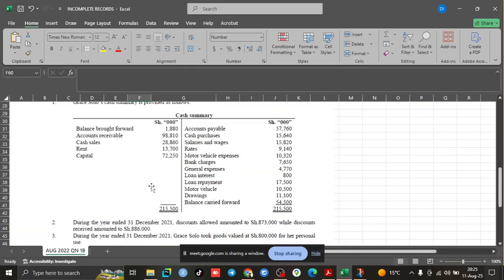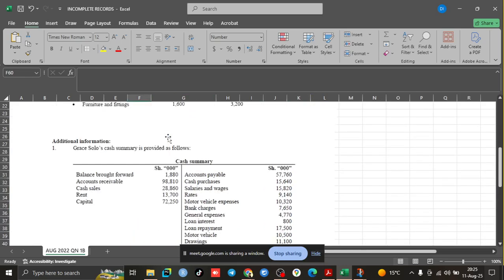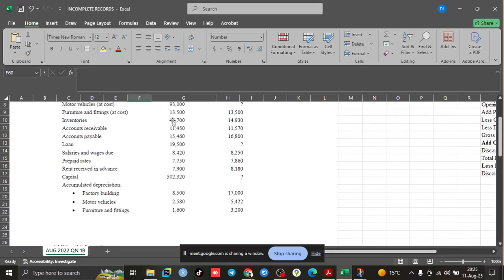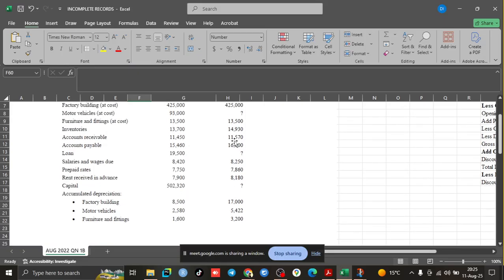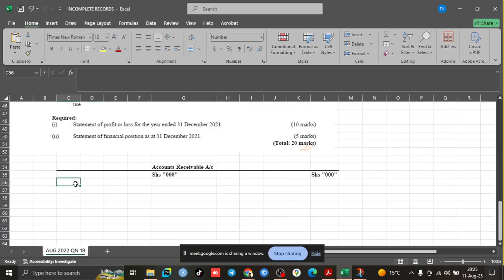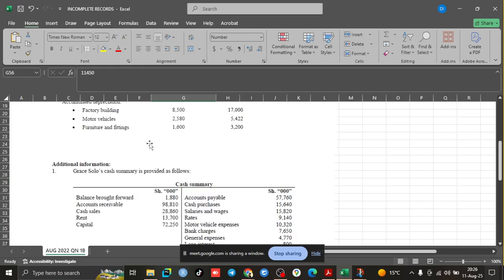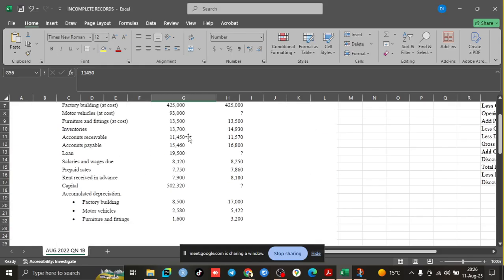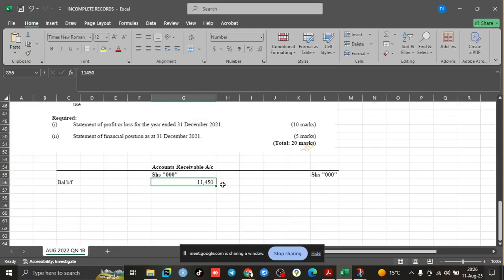Shillings in thousands. So balance brought forward for accounts receivable is 11,450, carry forward ni 11,570. Balance brought forward 11,450, because it's a debit account, sababu ni an asset. Carry forward ni 11,570. Balance carry forward 11,570.